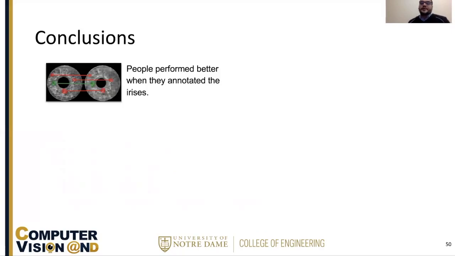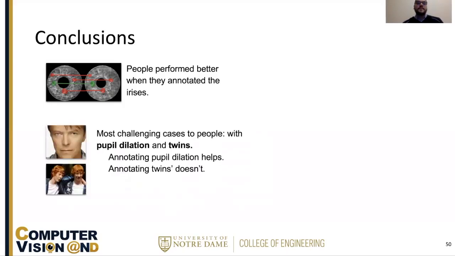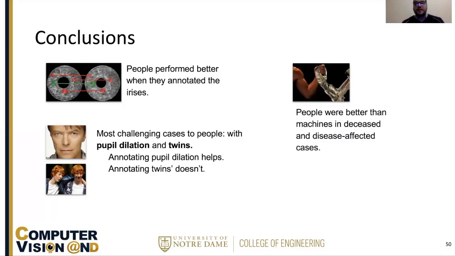In conclusion, based on our experience, we noticed that people performed better when they annotated the irises. It was an interesting finding for our sponsors, because they learned that they should not only ask people to decide if pairs of irises were depicting the same eye, but they should actually explain why and draw on top of it, and even connect same structures and missing structures, so matching and non-matching. Also, we found out that the most challenging cases for people were pupil dilation, since it's not easy for them to understand how pupil dilation occurs, and irises from twins. Annotation helped a lot with pupil dilation, but it didn't help with irises from twins. So twins, identical twins, are really a challenge for people.